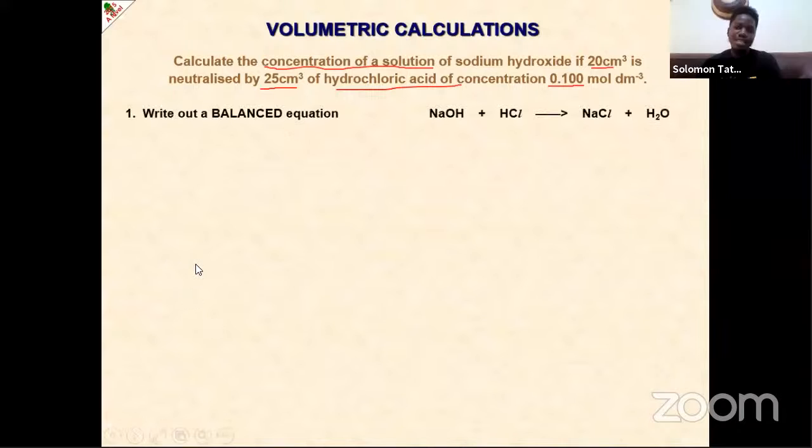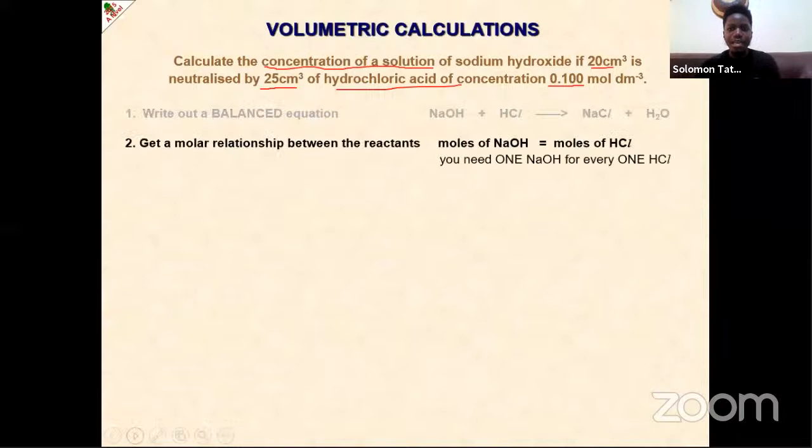Again, as you've seen, always the first thing in calculations that involve equations, first write the equation. It will help you a lot, and then balance it. It's important to balance. When you don't balance it, you're going to find a wrong mole ratio, and all your calculations will not be correct.